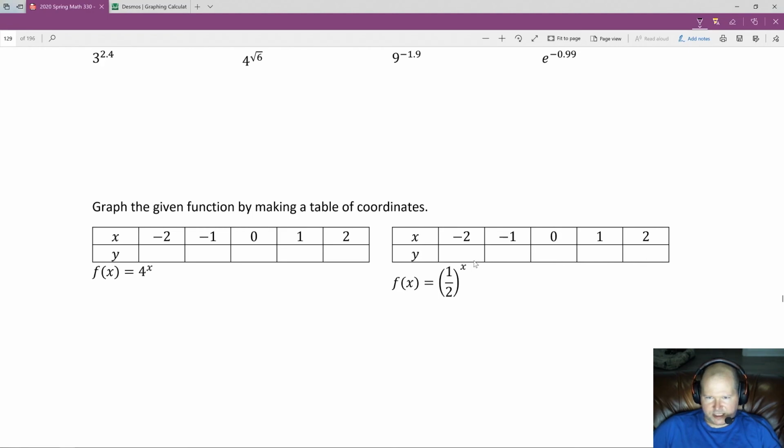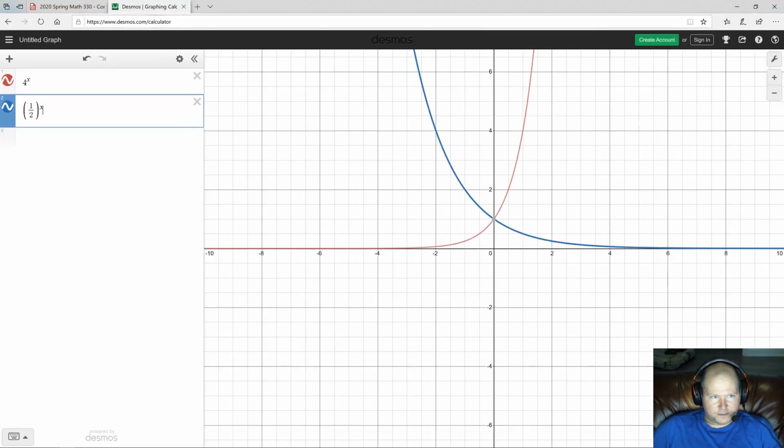Same thing on this one. This is just kind of a plug-and-play problem. But just to give you an indication of what these would actually look like, the first one, 4 to the x power, would look like this red line right here, and it crosses at 0. It crosses right there at 1. So these are half grids. Now the other one, on the other hand, is the blue one, and it flips. But again, it still crosses at x value 0, y value 1, and that's not an accident, because anything to the 0th power is 1.